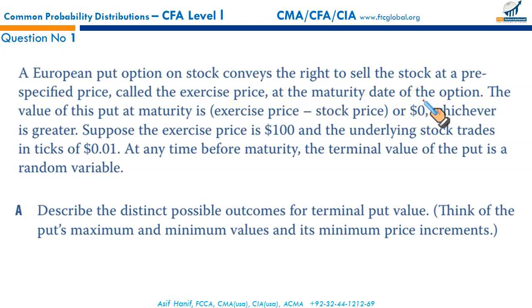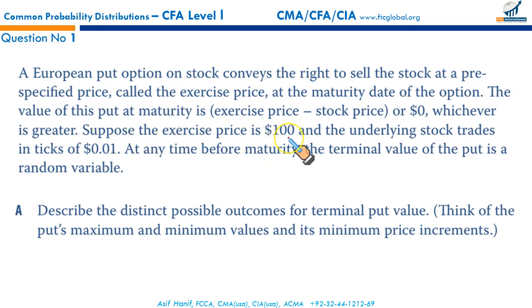We don't have to know the details of derivatives. It's just for the sake of statistics, you just need to do this question. So no deep knowledge of derivatives is needed. The value of this put at maturity, the put option is basically the right to sell, and the value of this put option at maturity can be calculated using this formula: exercise price, also called the strike price, minus the stock price, or 0, whichever is greater. Just that you need to know.